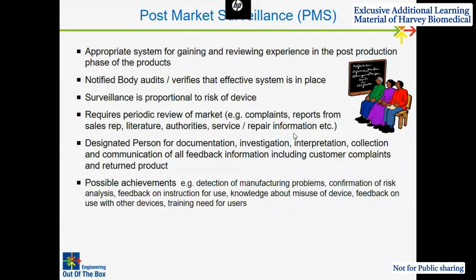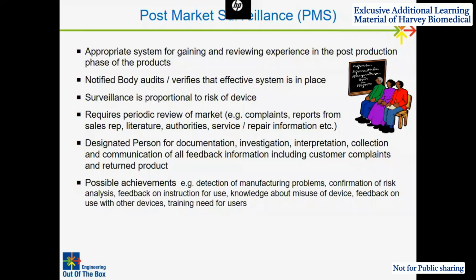Post-market surveillance is very, very important as per the current medical device regulations. Why? Because earlier there was no appropriate surveillance. Now they have clearly established the PMS, an appropriate system for gaining and reviewing experience in the post-production phase of the product. The notified body audits and verifies that an effective system is in place. Surveillance is proportional to the risk of the device.